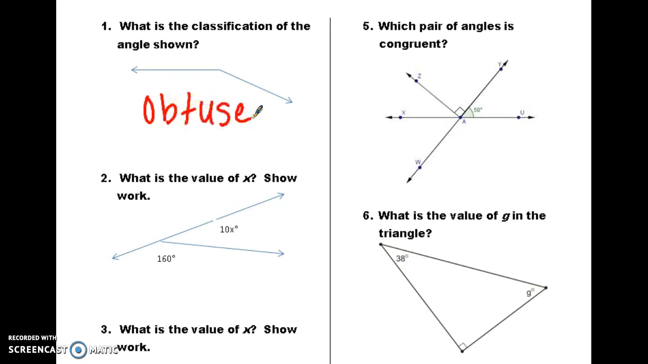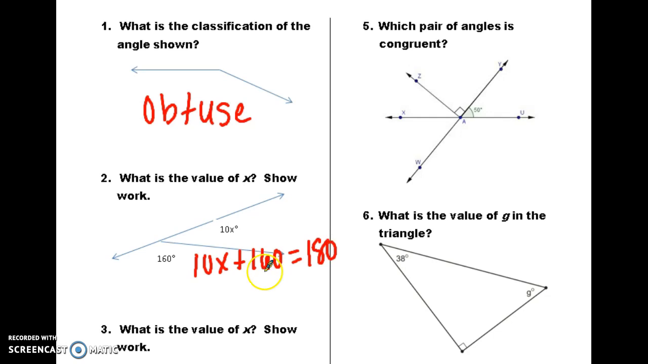Number 2, what is the value of x? Show your work. 10x and 60 form a straight line, so that means that they are supplementary. So when I add them together, I will set it equal to 180, and then I'll solve. 10x plus 60 equals 180.